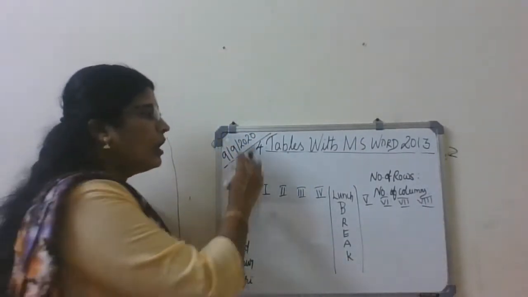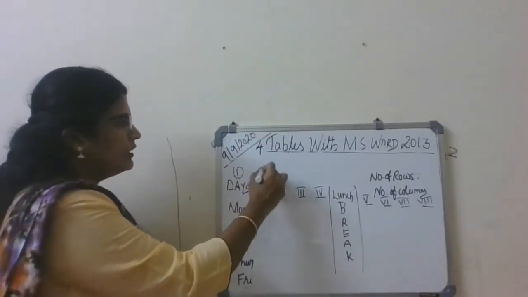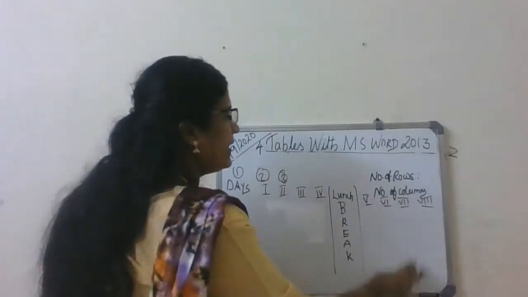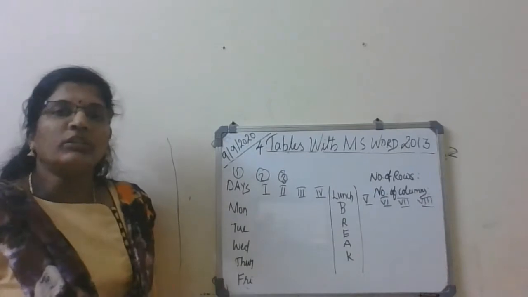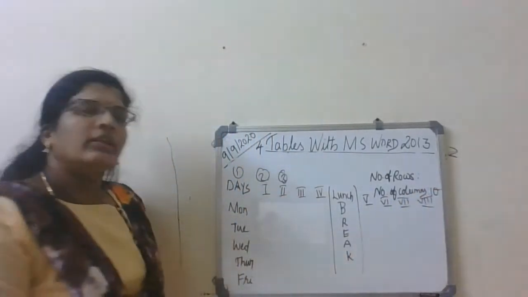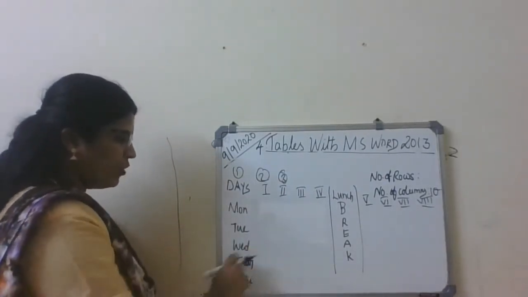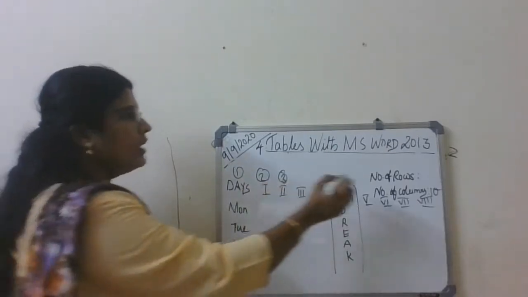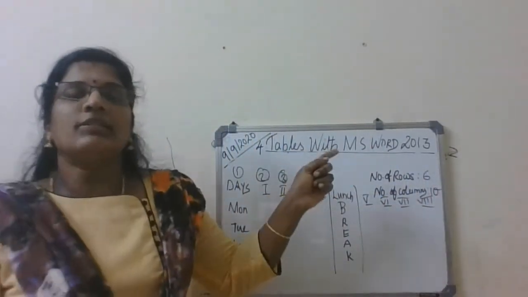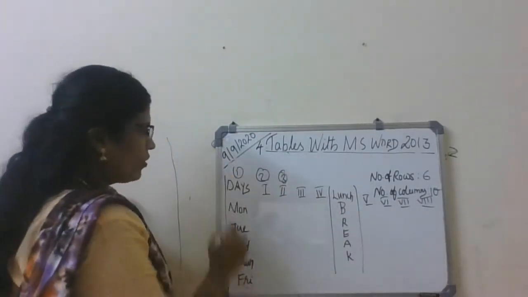So how many columns do we need? See, this is number 1, 2, 3, 4, 5, 6, 7, 8, 9, 10. So total 10 columns we need to create a class timetable. Then how many rows do we need? This is 1, 2, 3, 4, 5, 6. So total 6 rows needed. So we have to select a table of 6 rows and 10 columns. This is a big table. So let me draw a line here.